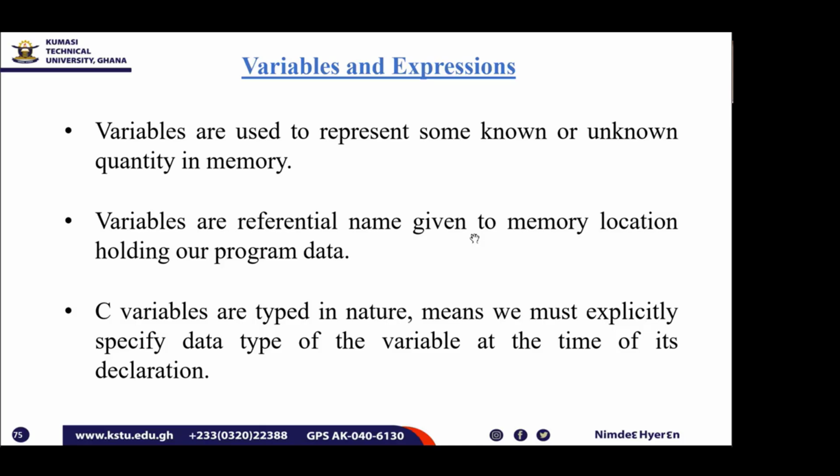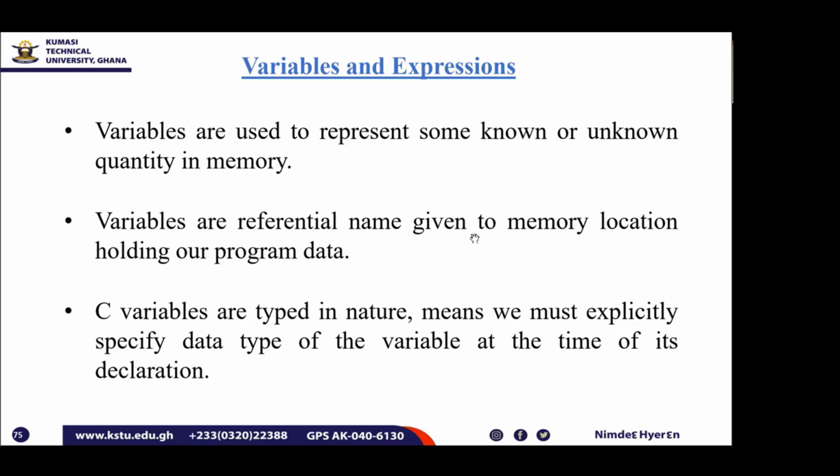And if you remember, we have always said that variables are used to represent some known or unknown quantity in memory. And variables are basically a referential name given to a memory location holding our program data. So what it means here is that the variable is not the memory itself. It is just the name given to the memory location.